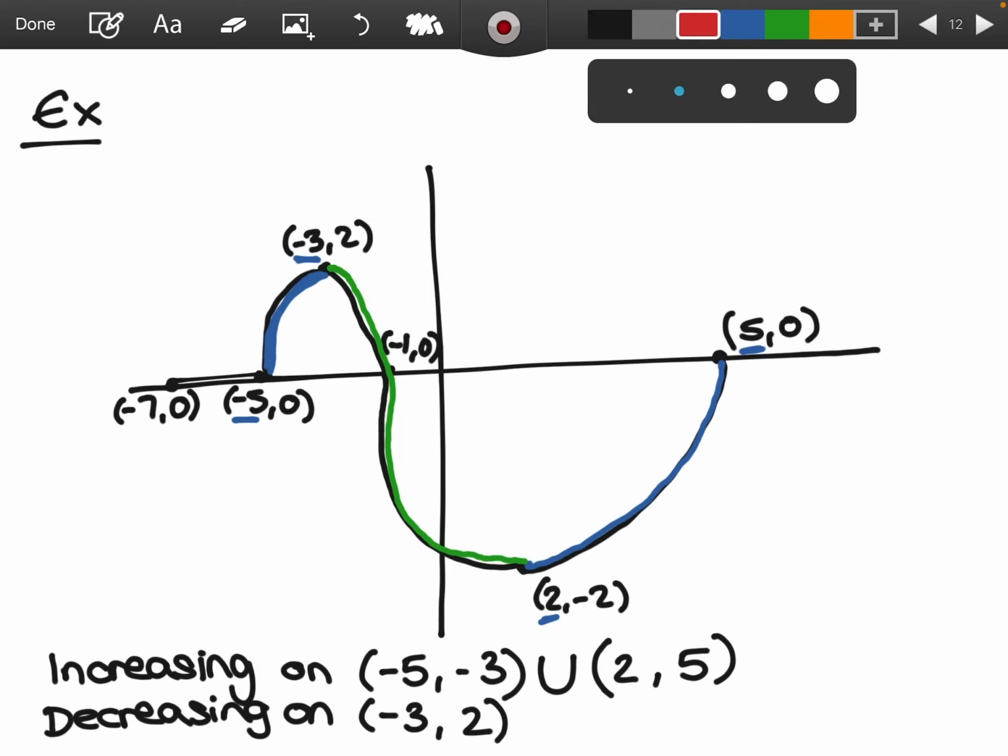And how about constant? Well, I'm constant on this horizontal line here. So I'm constant between x is -7 and x is -5.